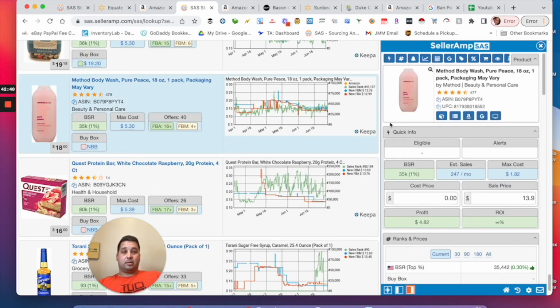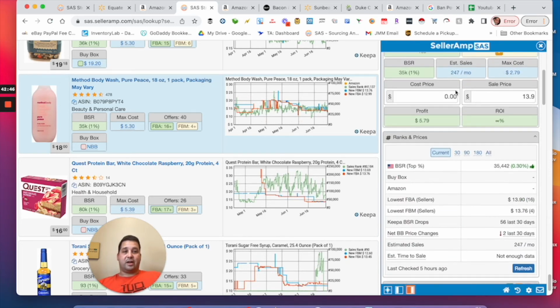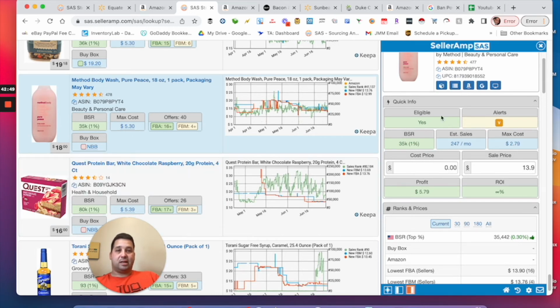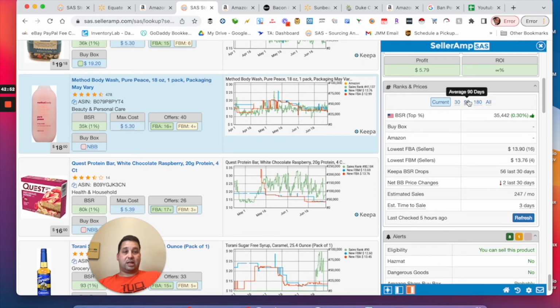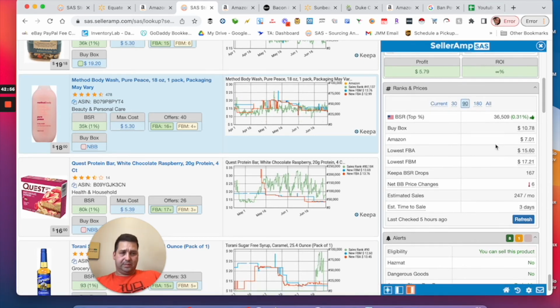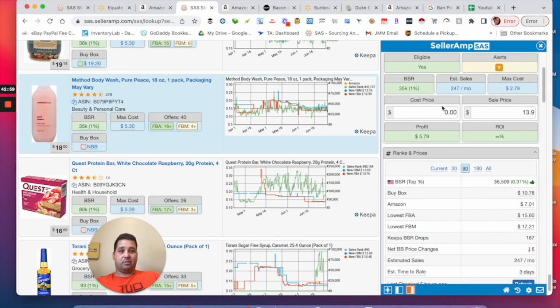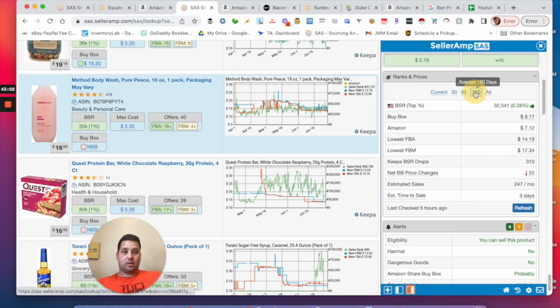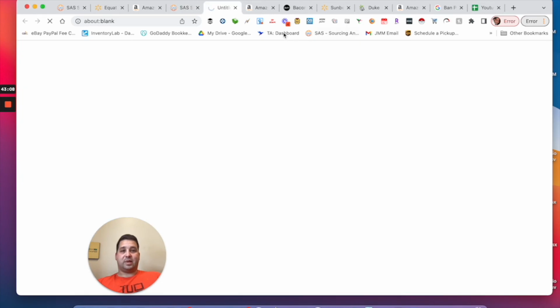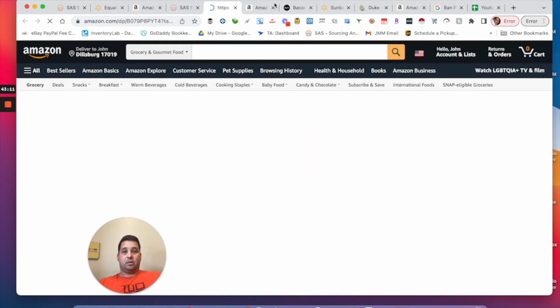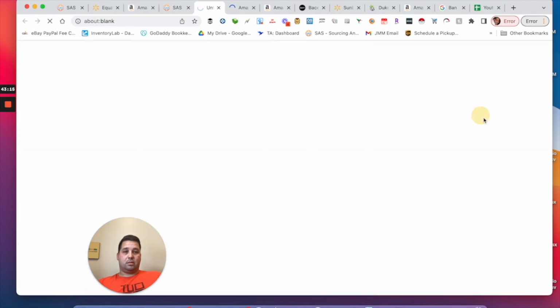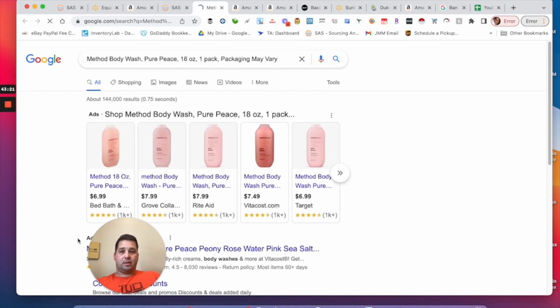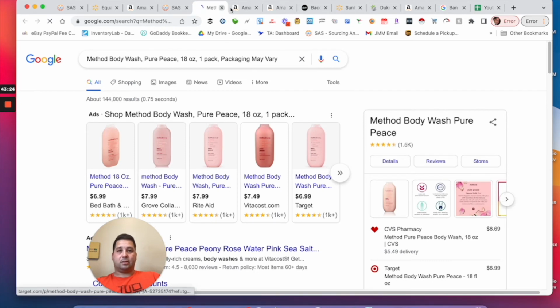Method body wash. It kind of seems suspicious as this is just a 1 pack, but there are variations. So what am I, 279? This must be heavy or something. Let's check some 90-day. 1078. That's a bad sign. Let's see, 180. For this, I would automatically pass, but for the purposes of the video, I'm gonna guess this is like $4 or $5, if not more. $6.99, $7.99, $6.99, say around there.